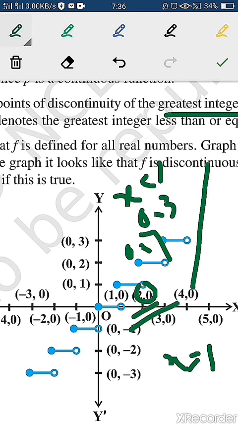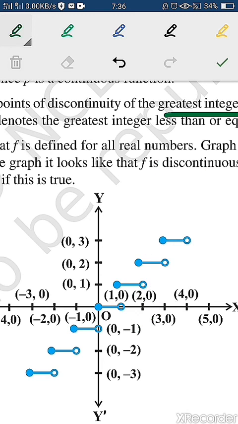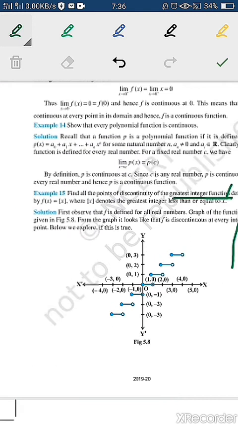And whenever x is less than 2, what is the greatest integer? That is 1. So whenever x is less than 2, the function has the value 1. In a similar way, if x equals -1, what is the greatest integer? Everywhere the value will be -1. But if x is greater than -1, the greatest integer will be 0. I hope you understood what the greatest integer function is.